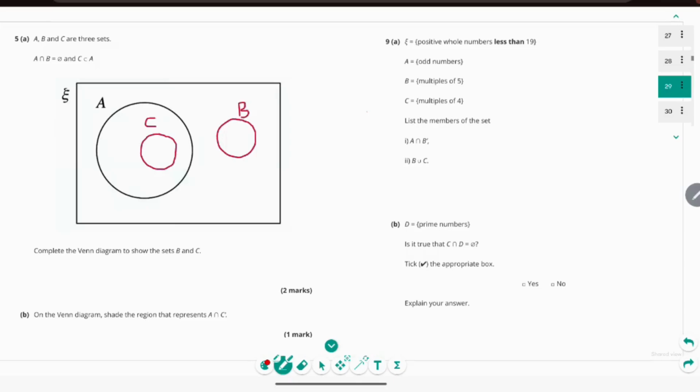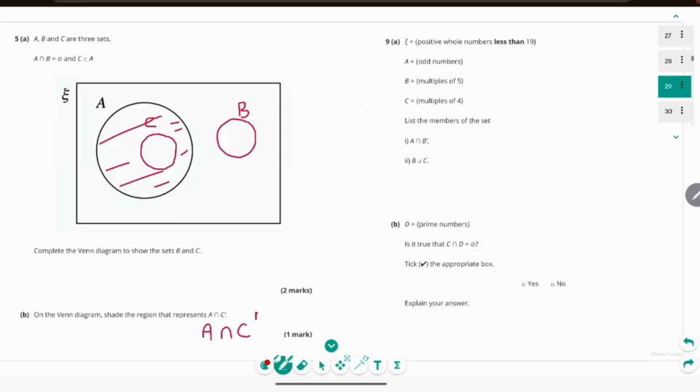On the Venn diagram, shade the region. Again, hopefully you saw the complement bit here. If you haven't, just pause it and do it again. It's A intersect complement C, or A intersect not C. So A and not C. That bit there.